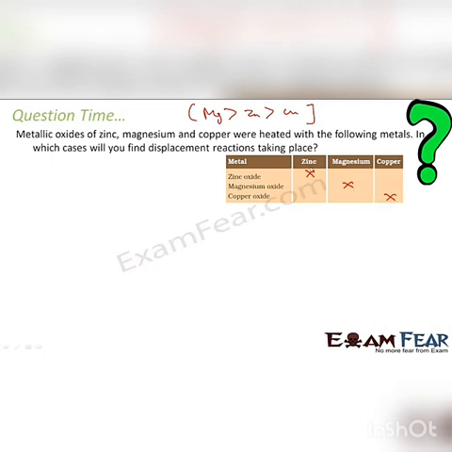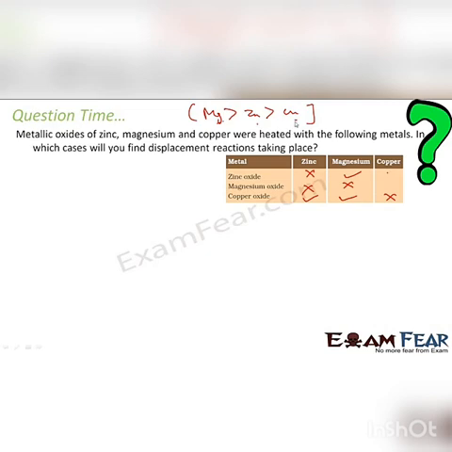Now, will zinc displace manganese from manganese oxide? No. Why? Because zinc is weaker than manganese. Will zinc displace copper? Yes. So it will displace copper from copper oxide. Magnesium: will magnesium displace zinc from zinc oxide? Yes, it can, because magnesium is stronger than zinc. Will magnesium displace copper? Yes, because magnesium is stronger than copper.